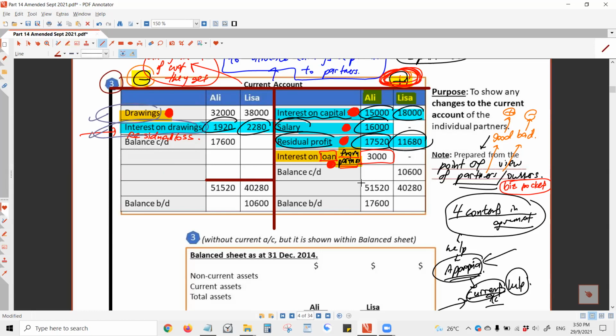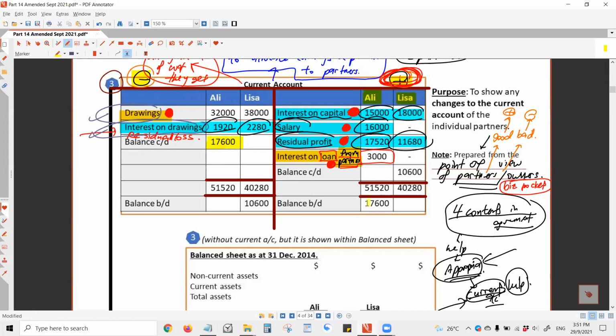After that, you have to balance the current account. You have to balance Ali's current account and Lisa's current account. So do it the usual way. See which side is greater, total up, copy to the other side, then do the deduction. Write those balance CD and balance BD, then you are done.